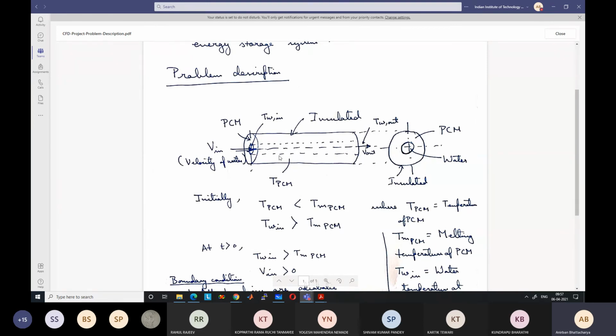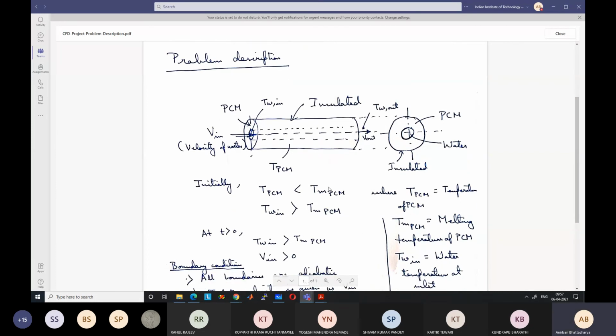In this case, we have a tube through which flow is occurring at a certain velocity V in and certain temperature. Hot water comes in, TW in is the inlet temperature, TW out is the outlet temperature, and V out is the outlet velocity. The surrounding region is filled with some material known as phase change material, which can melt and store the energy. And this is the cross-sectional view.